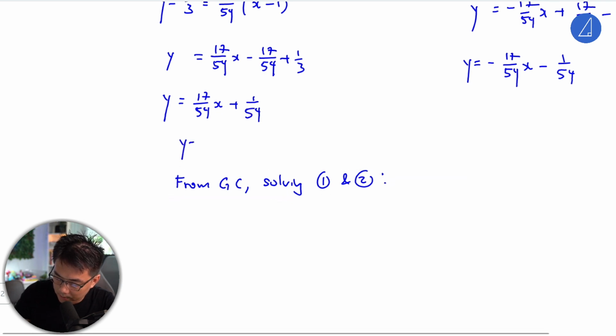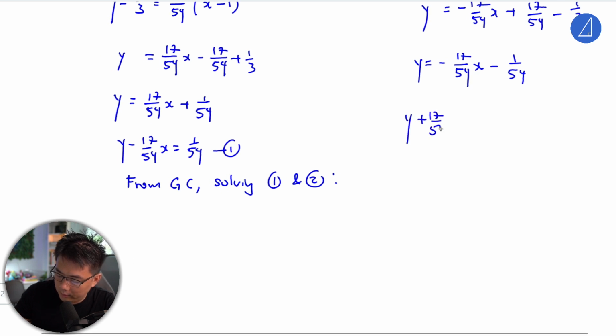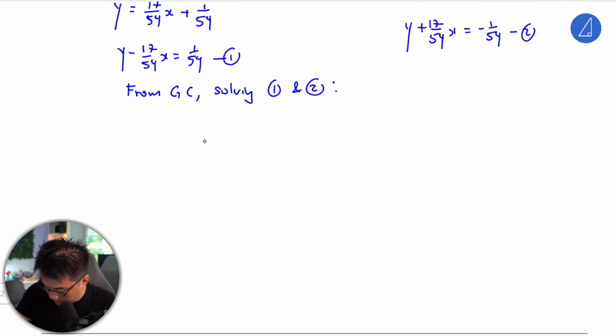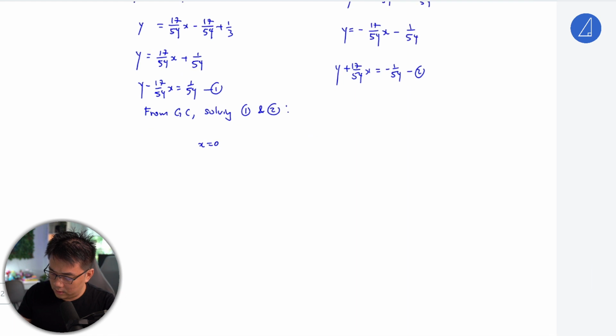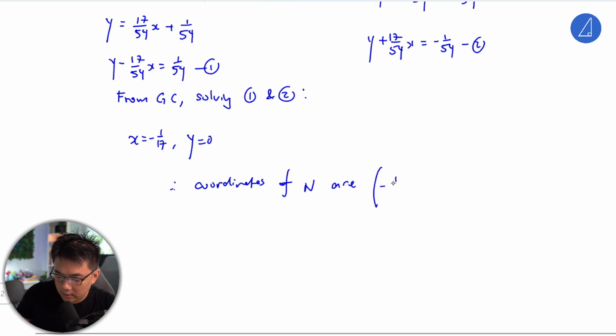So y minus 17 over 54 x equals 1 over 54. This is 1. After which this is y plus 17 over 54 x equals negative 1 over 54. This is number 2. From GC, we will get y equals 0, interesting, and x equals negative 1 over 17. Hence, the coordinates of N are (negative 1 over 17, 0).